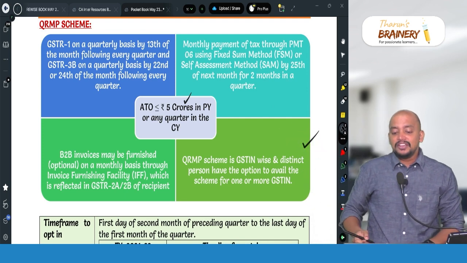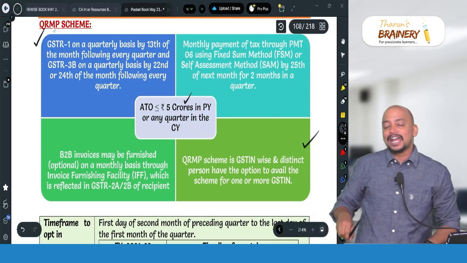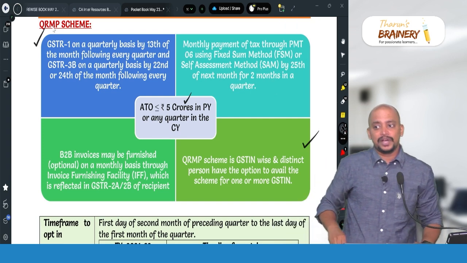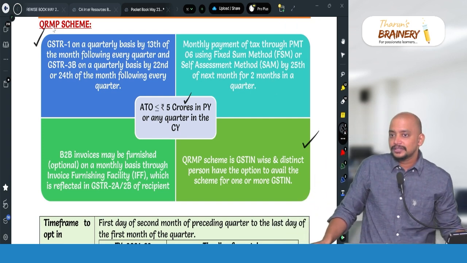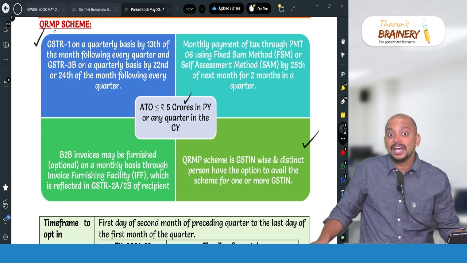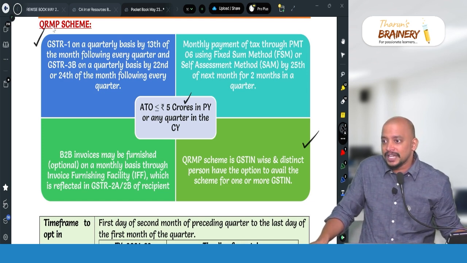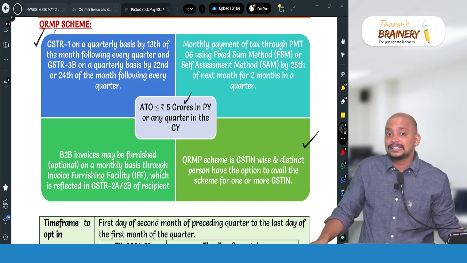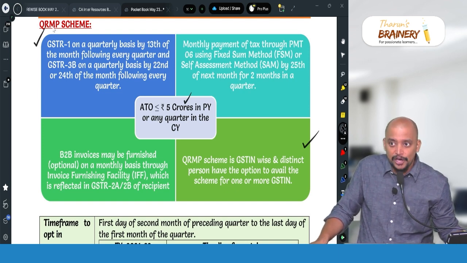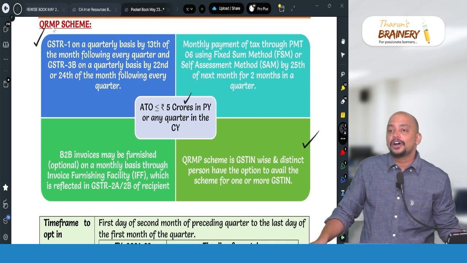And then if they go for QRMP, what is the time limit by which they need to file GSTR1? GSTR1 by 13th of the month following every quarter, GSTR3B by 22nd or 24th of the month following every quarter.